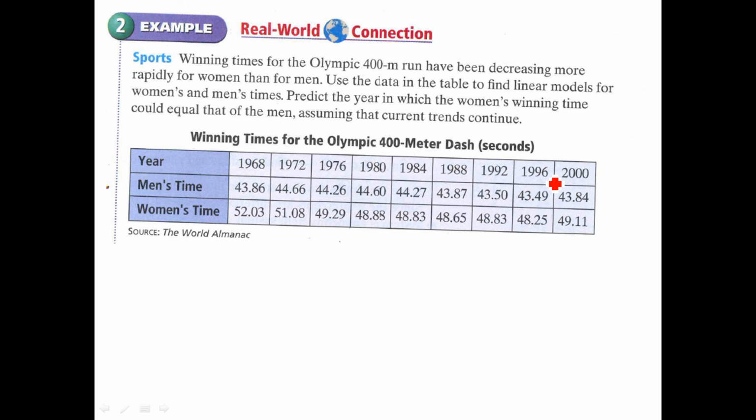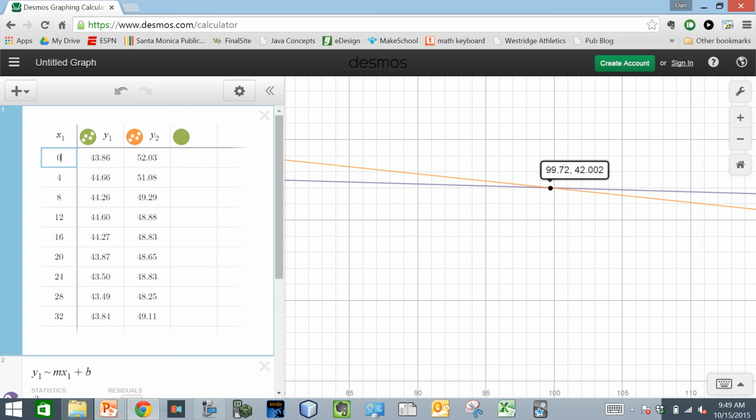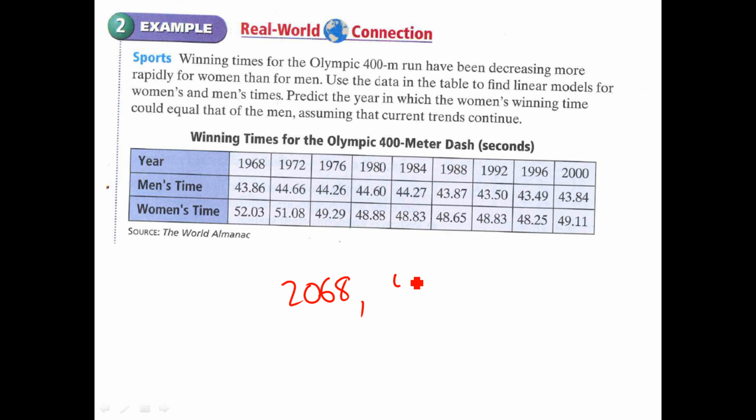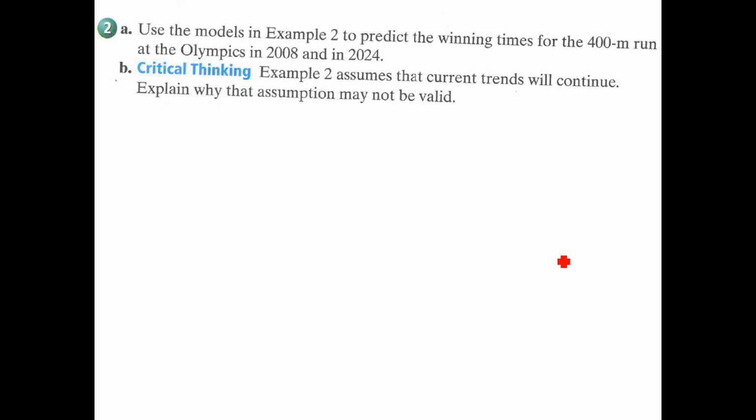So in 2068, both the men and the women are going to run 42.002 seconds if these trends continue. All right, use that information to answer 2A and B.